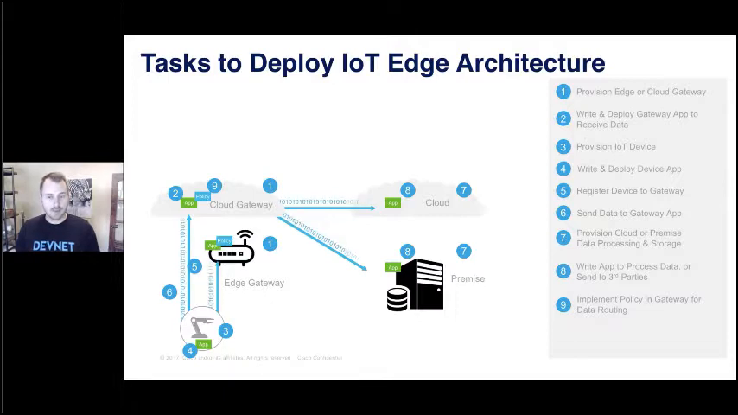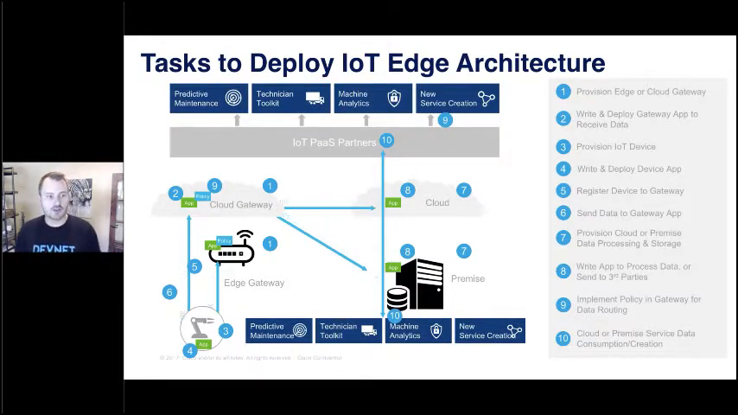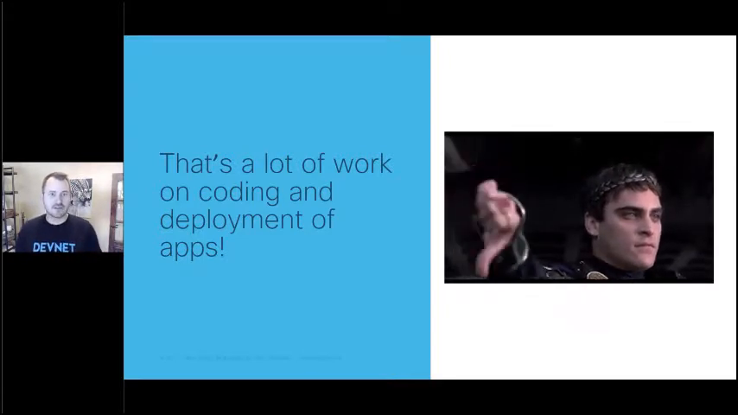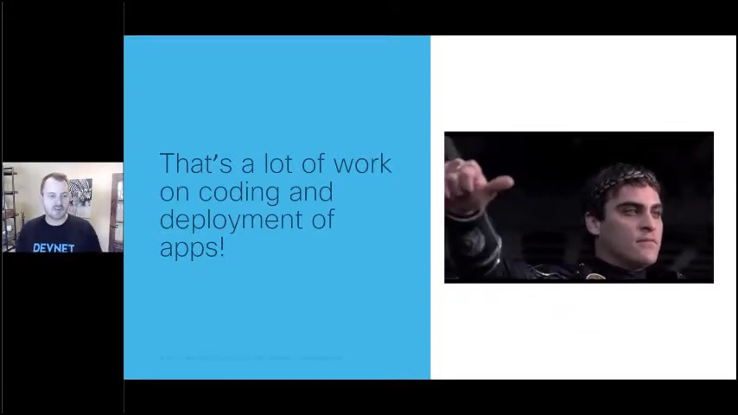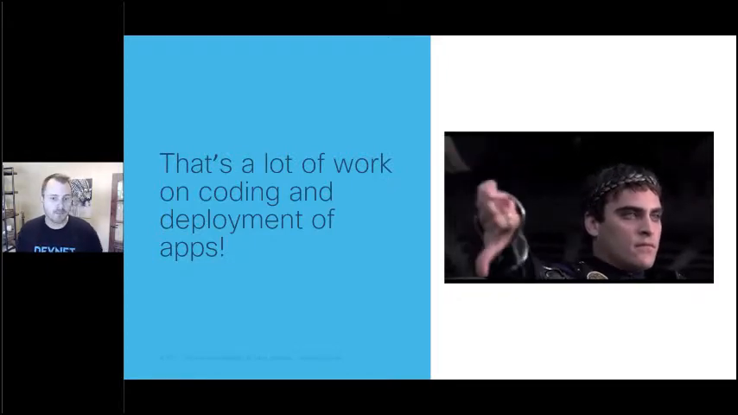And now I need to implement policies in either my cloud or premise environment of where I am going to share that data to. Is it going to go to third-party tooling for predictive maintenance, machine analytics, new service creation, or customer environment data? And that could be either on-prem or in the cloud. And if I look at this architecture, I start going, man, that is a lot of coding and deployment of apps, right? A lot of solutions out there today try and make some of those out of the box fit your business, but ultimately you still have a lot of logic layers to write and deploy.